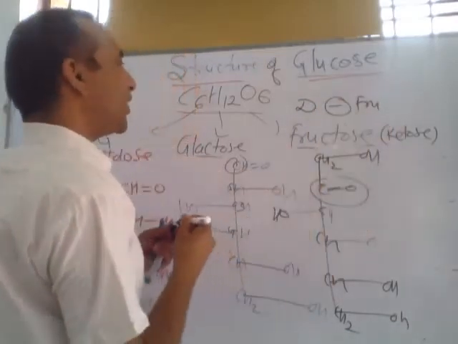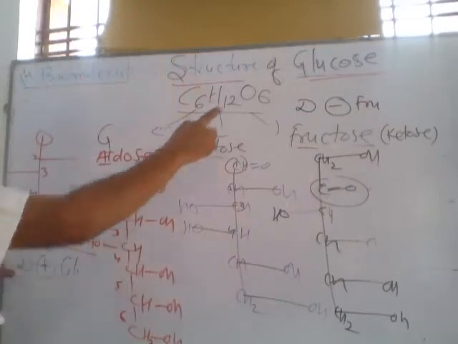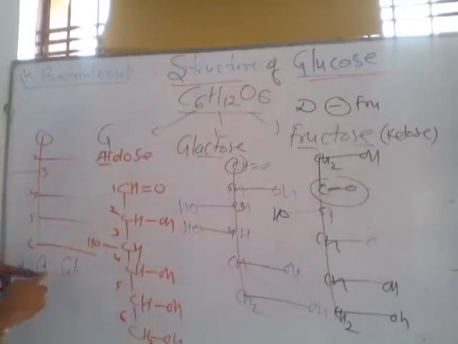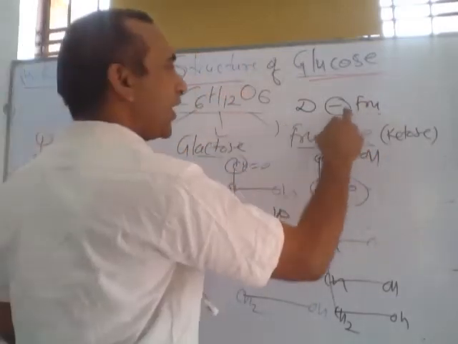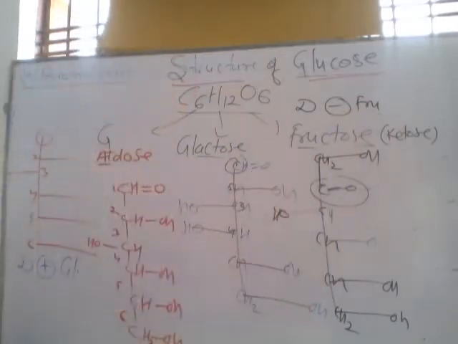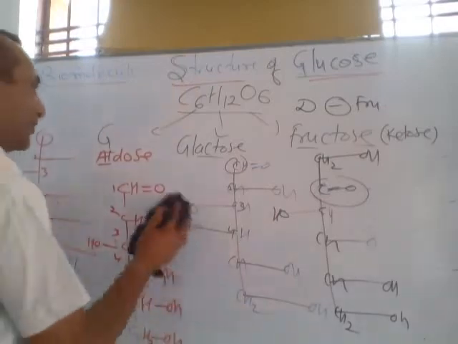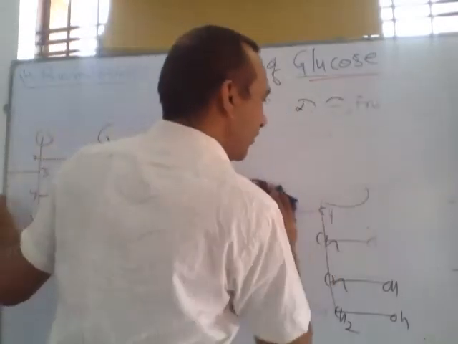So now we are ready to understand the meaning of capital D. In front of glucose we write plus, but for fructose we write minus. Now listen, what is the meaning of D and this plus and minus?